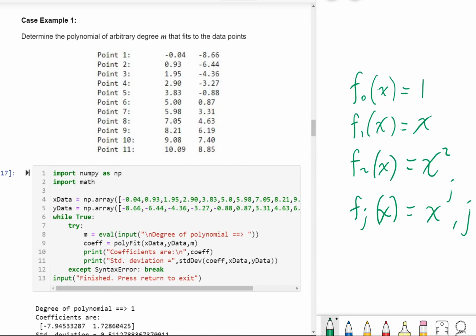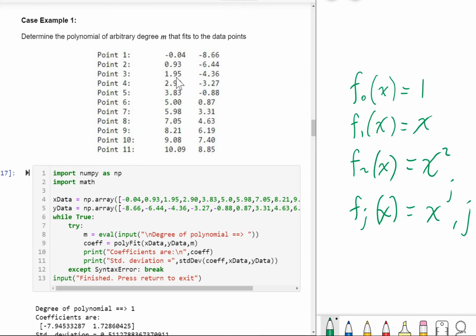Let us try some examples for this module. First example, determine the polynomial of arbitrary degree n that fits the data points. We have 11 data points. This can serve as x, this can serve as y.